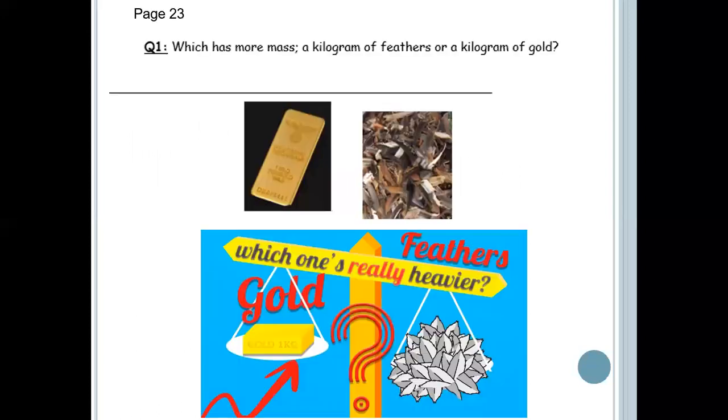Okay, we're going to do this exercise together. Open your booklet, page 23, please. I want to ask you, which has more mass, 1 kilogram of feathers or 1 kilogram of gold? Remember, 1 kilogram and 1 kilogram. They are equal because I have 1 kilogram here and 1 kilogram here.